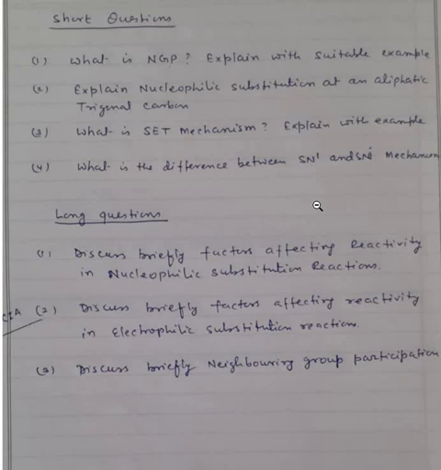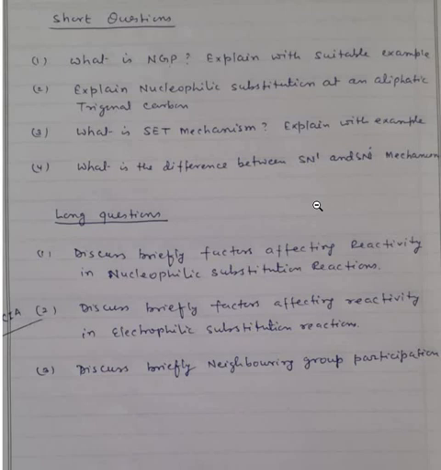So look at here, short questions like, what is NGP? NGP means neighboring group participation. It is clearly mentioned in your syllabus. NGP occurs through heteroatoms, double bonds, single bonds, phenonium ions. So what is NGP? You have to write in 1 or 2 sentences and explain with suitable examples.